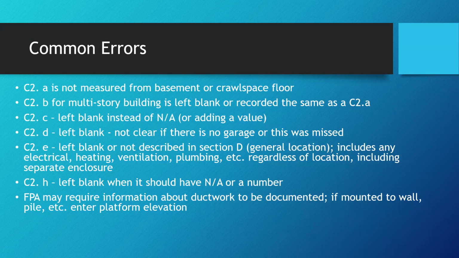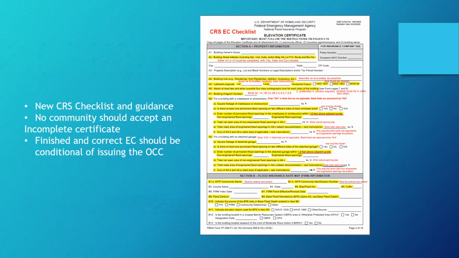Again, that's an attached, structurally attached deck or stairs. And then we might require that information about ductwork to be documented. Again, probably if we have that machinery and equipment freeboard adopted. And if it's mounted to a wall or a pile, you would enter the platform elevation. So the instructions describe how C2E should be done. So make sure you look at that.